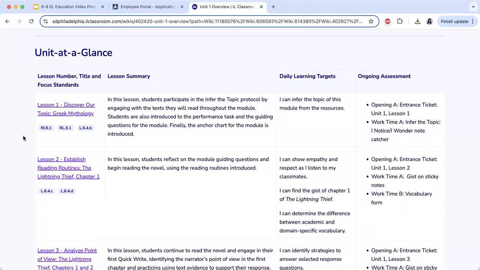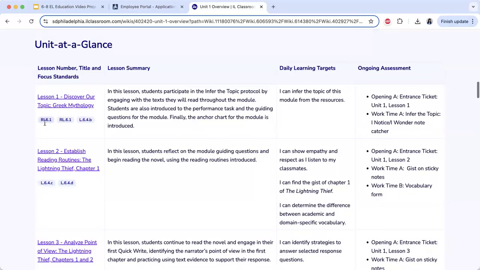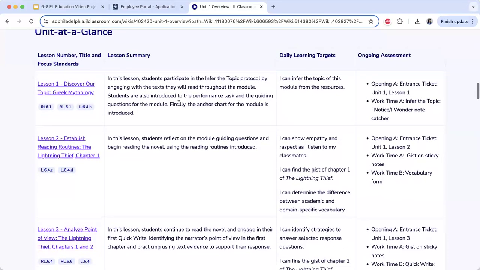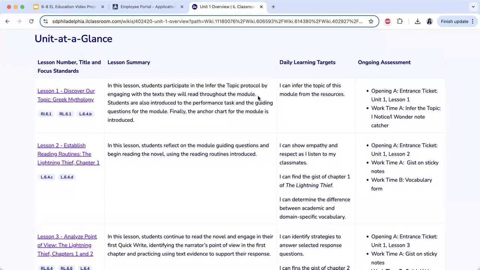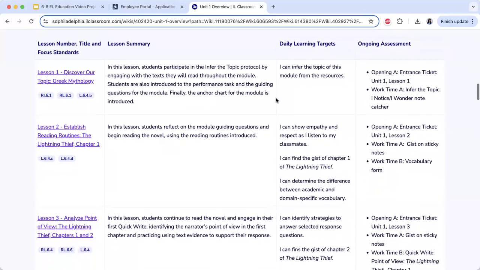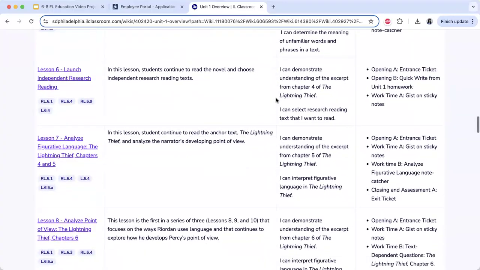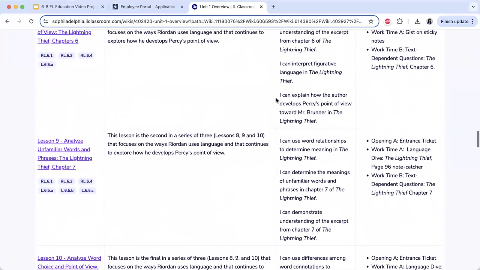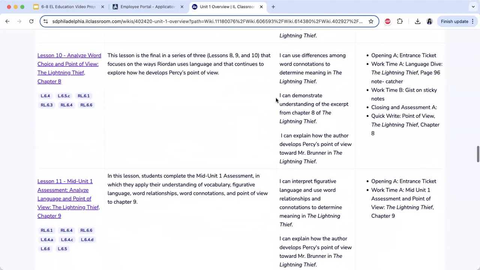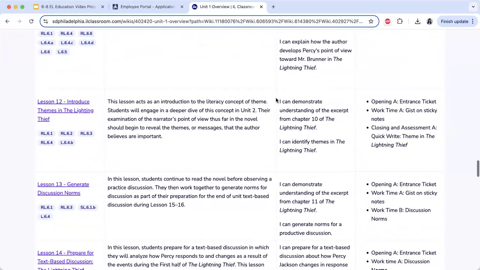And here, zoomed in, you can see exactly what I was talking about. They have each lesson hyperlinked for you, the lesson summary, the targets, and the assessments. And when I look at this unit at a glance, it truly gives me a very solid overview of what we will be covering for the next several weeks.